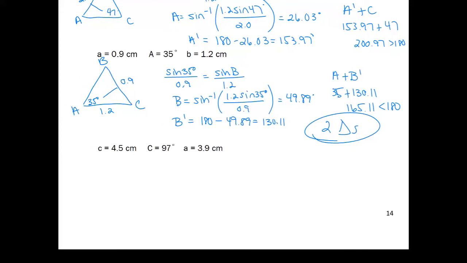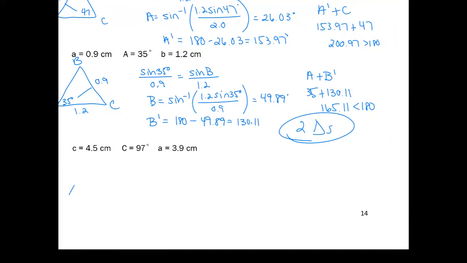Okay, so you should have paused the video. Let's check your sketch first. If this is A, B, and C, C was given as 4.5, 97 was given as this angle, and then across from angle A is 3.9. So here's your law of sines.